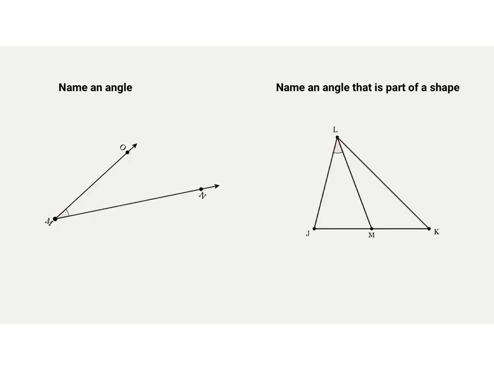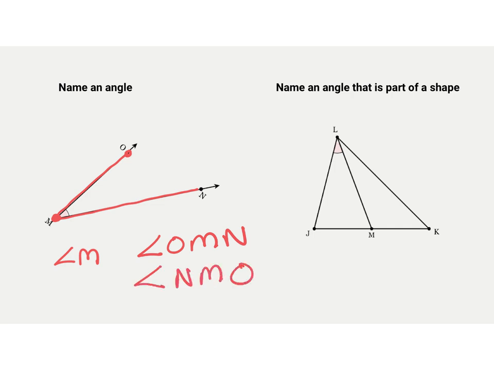Now, the way we name an angle, we have 2 ways to name an angle. We always use its vertex, and we can either call it informally angle M by its vertex, or we can call it angle OMN, where we use all 3 letters, or we could do the reverse of that, angle NMO. What's important is that the vertex is in the middle. So that's letting us know it's those 2 rays joining here.